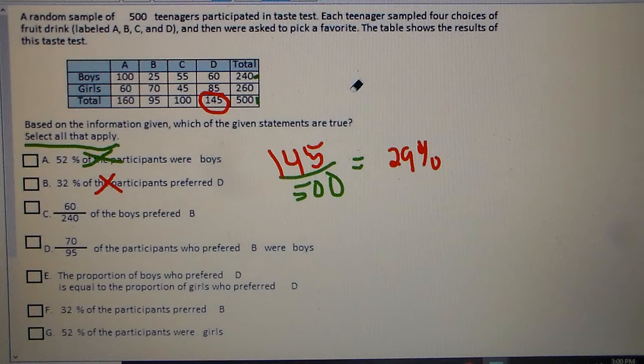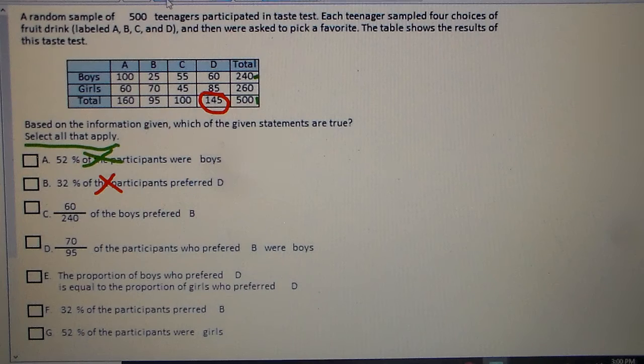Of the boys, so we're only going to be focused on the boys here, preferred B. So of the boys, how much preferred B? Well, that would be 25 over 240. So 25 divided by 240, that'll get you 10%. Which is clearly different from 60 over 240. So 25 over 240 is different from 60 over 240, so we know that's incorrect.